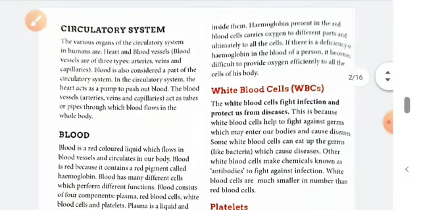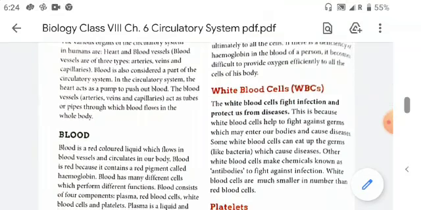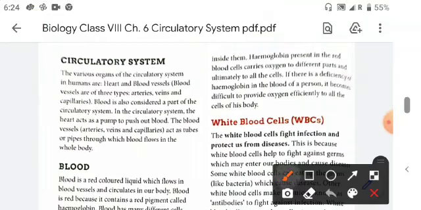Now, what is the circulatory system? The various organs of the circulatory system in humans are the heart, blood vessels and capillaries. So: heart, blood vessels and blood capillaries. And blood. Blood is of three types: WBC, RBC and platelets. So these all make the circulatory system. Blood is also considered a part of the circulatory system.